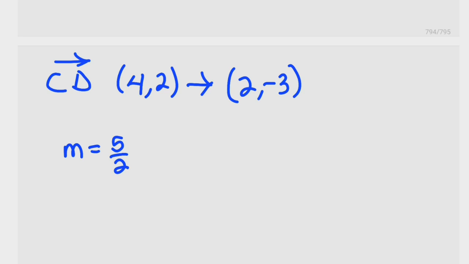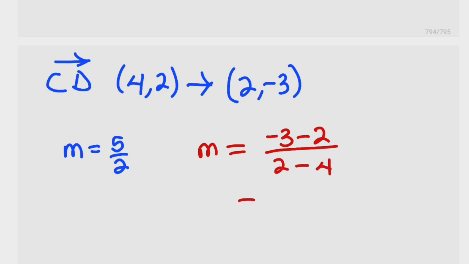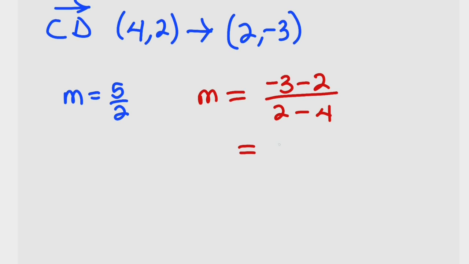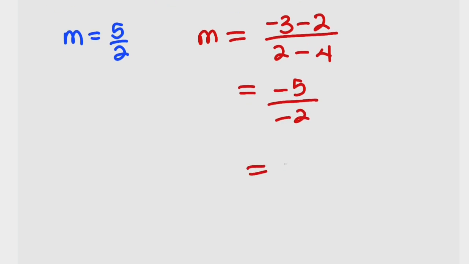And if we apply the formula y2 minus y1 divided by x2 minus x1, let me call this one y2. So we have negative 3 minus y1, which is 2, divided by x2 minus x1, which is 4. So the top, we have negative 3 minus 2, which is negative 5. To the bottom, we have 2 minus 4, which is negative 2. Minus minus cancel, so we have M to be 5 divided by 2. This is our slope, and you can see they're exactly the same.